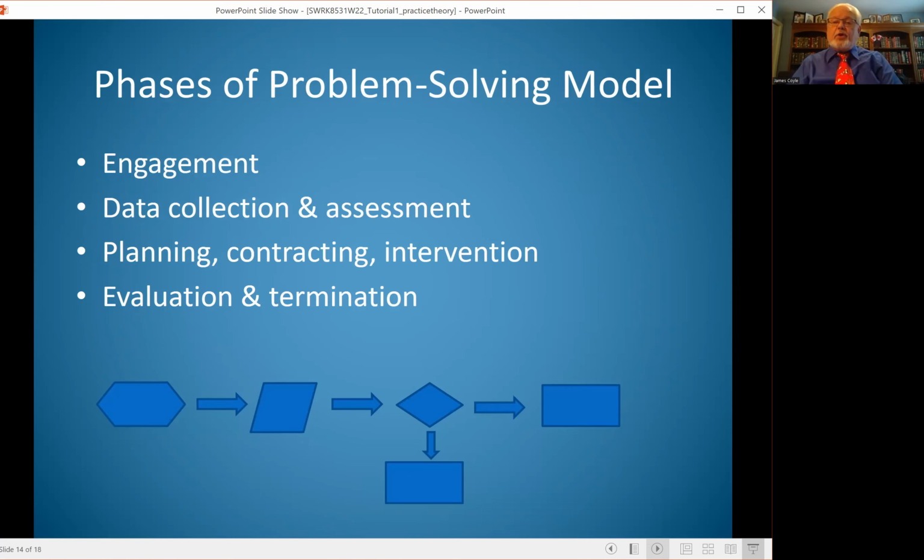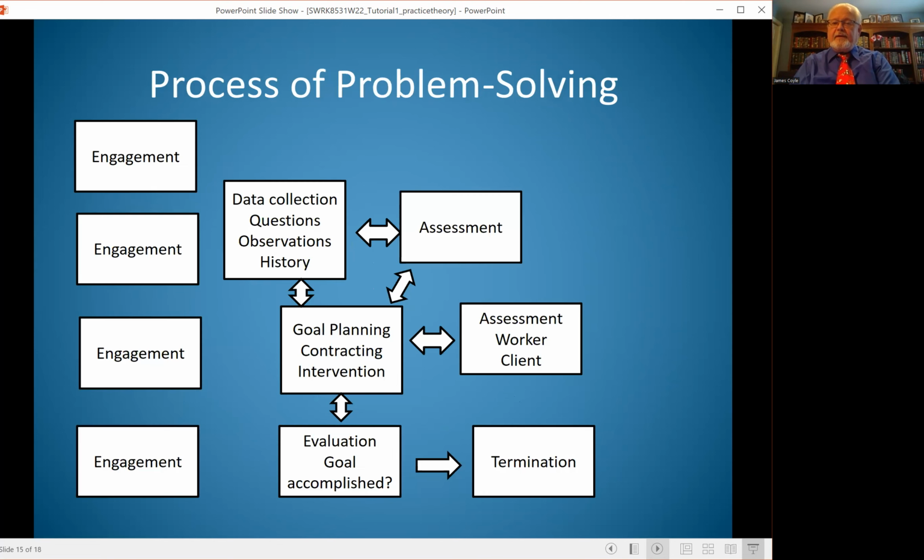There are phases of the problem-solving model that are really helpful for us to learn and use when we're working with any client. And that's engagement, data collection and assessment, planning, contracting, and intervention. That includes goal setting, evaluation, and termination.